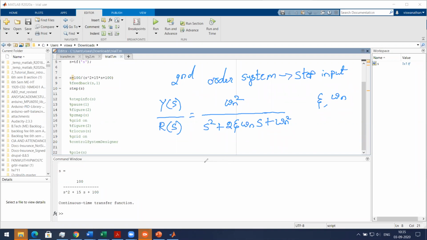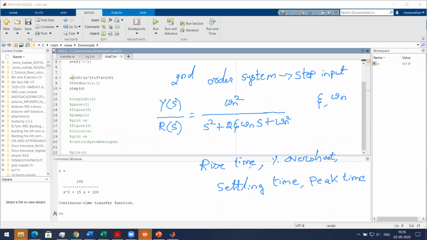For a step input, you have the rise time, then percentage overshoot, and then the settling time, and the peak time. What do you mean by peak time? The time of the first peak overshoot is called the peak time. So these are some of the characteristics of that response.